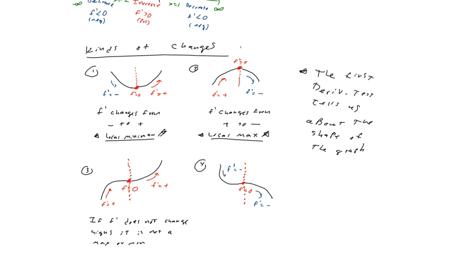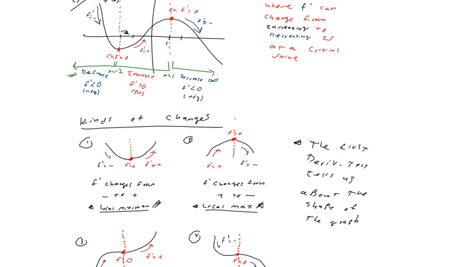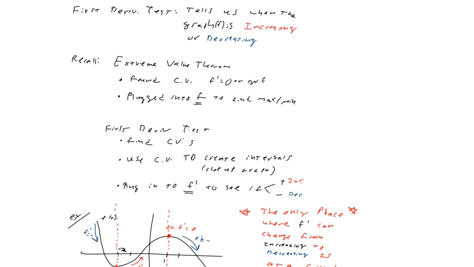So we have two tests that we've done so far. We have this extreme value theorem where we find the critical values, plug into the f equation, the original function. The extreme value theorem shows us these maxes and mins, right? The absolute max and mins.